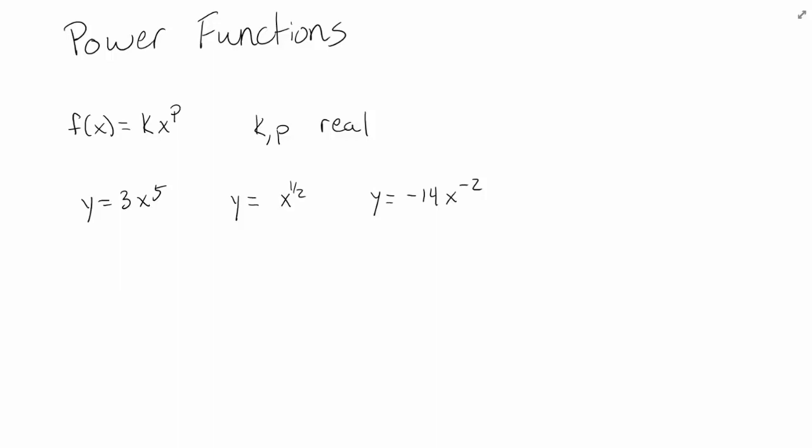Let's talk about power functions. So the definition is in the textbook. In general, it's f of x is equal to k times x to the p, where k and p are real numbers. So real numbers are anything as long as there's not an i involved. So 1, 7, negative 2/3, 5/6, square root of 2 pi. Those are all real numbers.